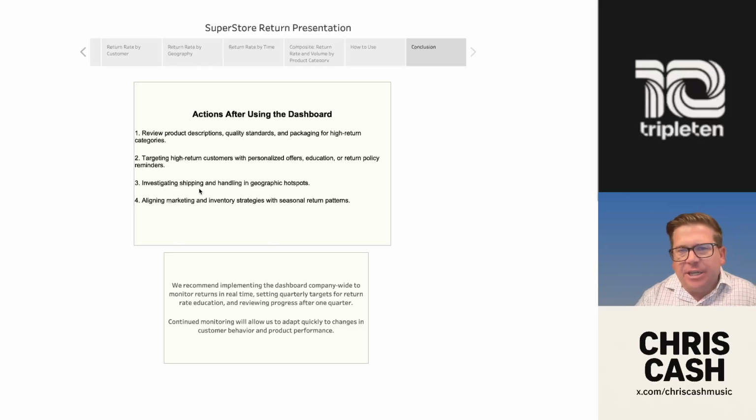Third, we need to investigate shipping and handling in geographic locations like Montana and Louisiana. Why are we having that return rate there specifically? And fourth is that we need to align our marketing and inventory strategies with the seasonal return patterns. For example, why is it that in September we have a spike in sales but a decrease in return rate? We need to look at what strategy we're using there and implement it moving forward. So I recommend sending this out to the company, watching it, monitoring it in real time, setting some quarterly targets for return rate education, and reviewing progress after 1 quarter.